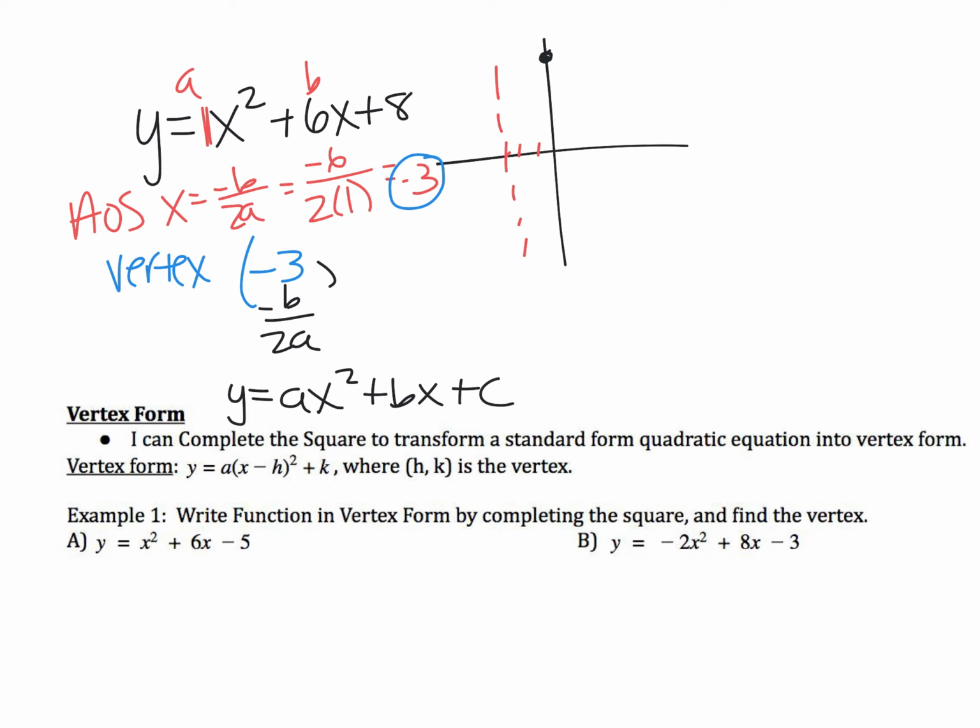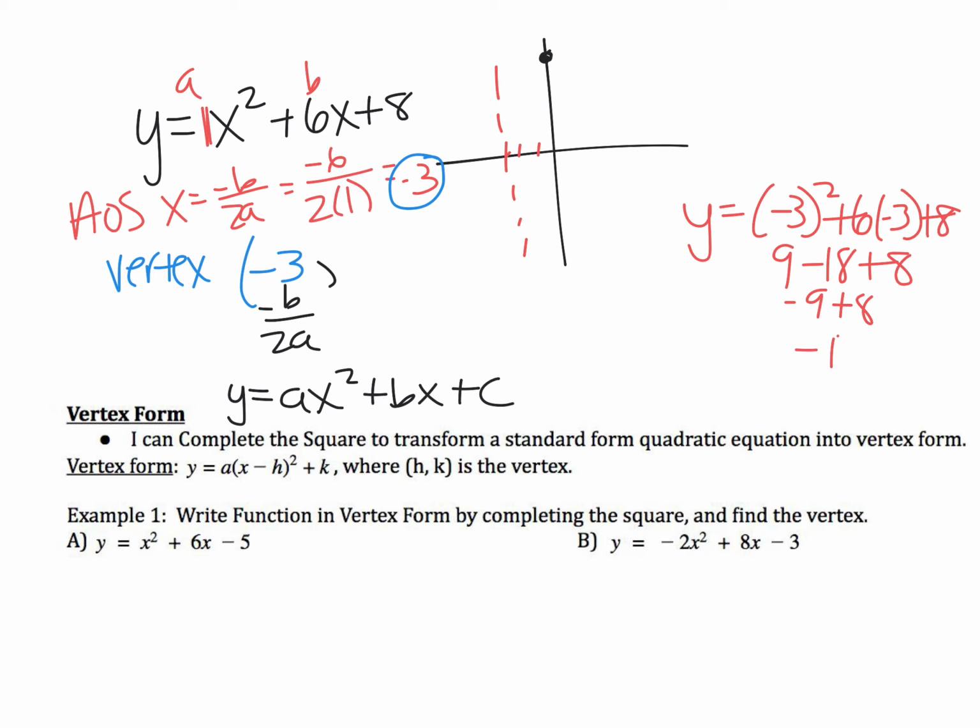So if I did that, I would get negative 3 squared plus 6 times negative 3 plus 8. I would get a 9 minus 18 plus 8. If I put that all together, 9 minus 18 is negative 9. And plus 8, we get negative 1. So my y value in the vertex would be negative 1.